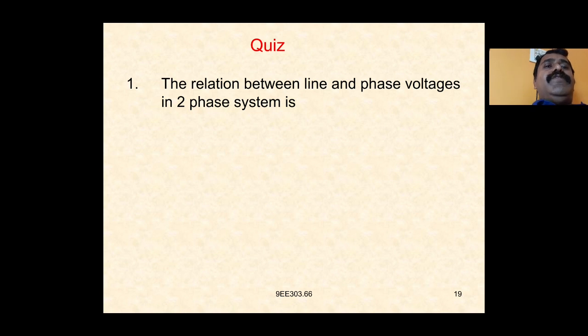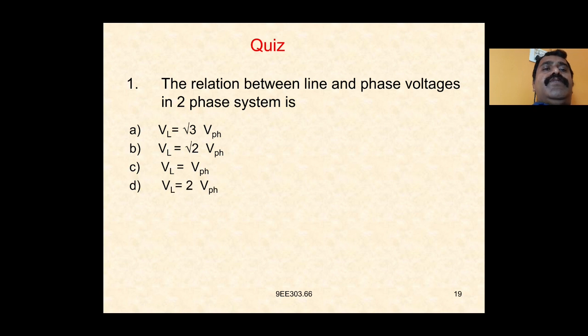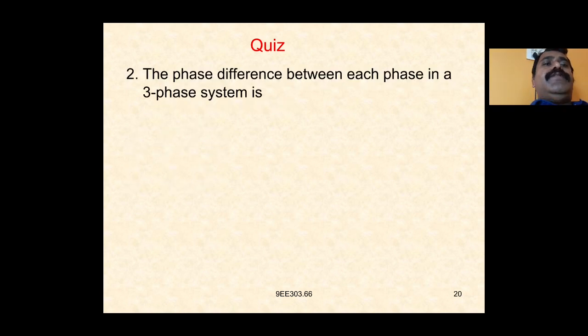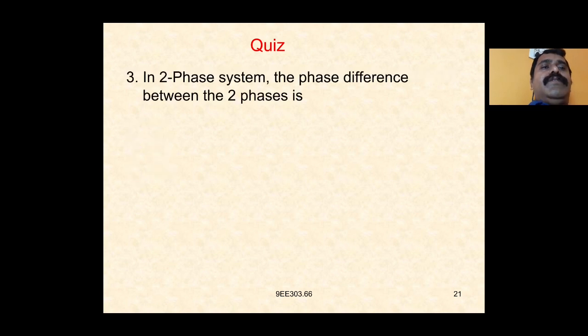The relation between line and phase voltage in a two-phase system is VL is equal to root 2 of V phase. The phase difference between each phase in a three-phase system is 120 degrees. In the two-phase system, the phase difference between the two phases is 90 degrees.